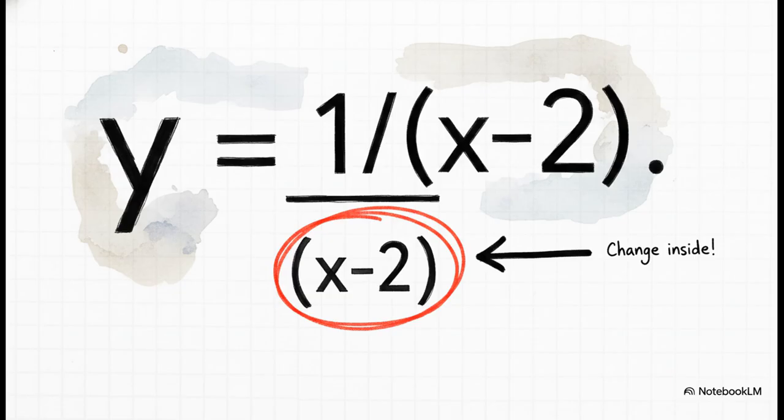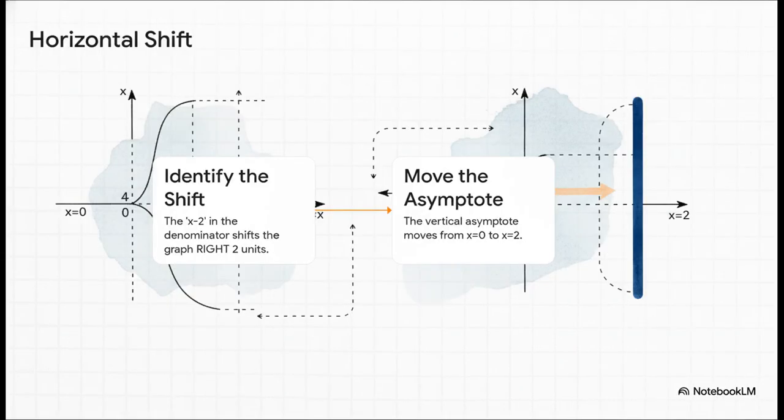Let's check out y equals 1 over the quantity x minus 2. This one controls the horizontal movement. And here's the part that trips almost everyone up at first. That x minus 2 feels like it should move left, doesn't it? But it's the opposite. It moves the graph to the right 2 units.